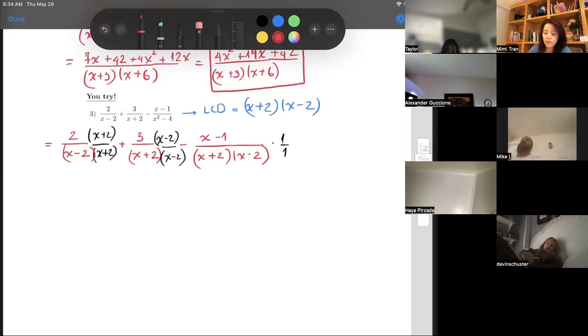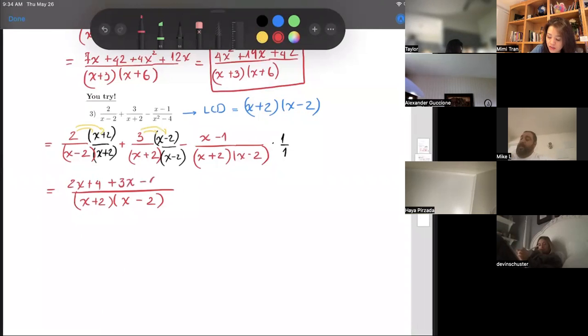All right, now everybody has the same denominator, which is x plus 2 times x minus 2. All you have to do is combine the top, right? So I'm going to go ahead and distribute the 2 here. So I have 2x plus 4. Distribute the 3 for the second one. I have 3x minus 6.